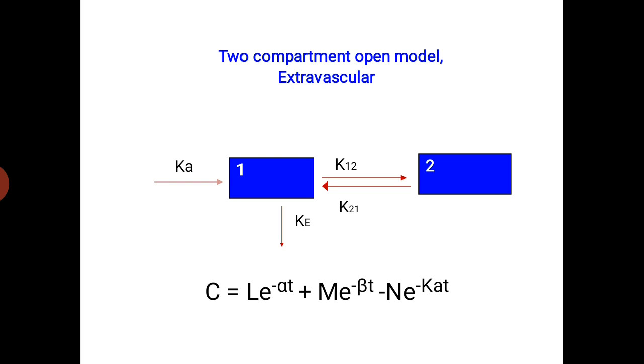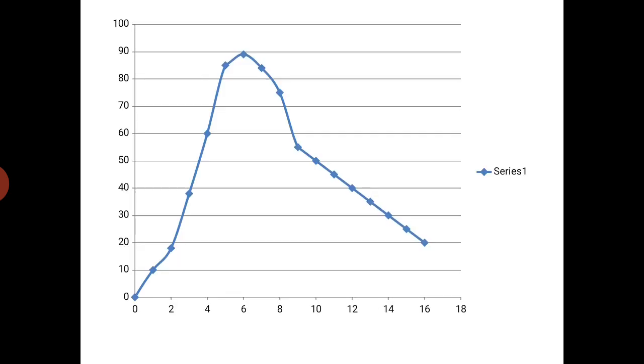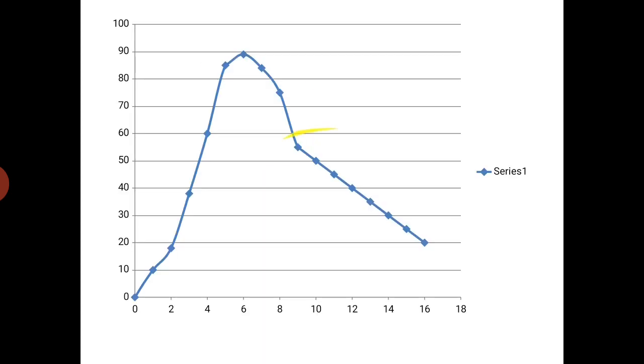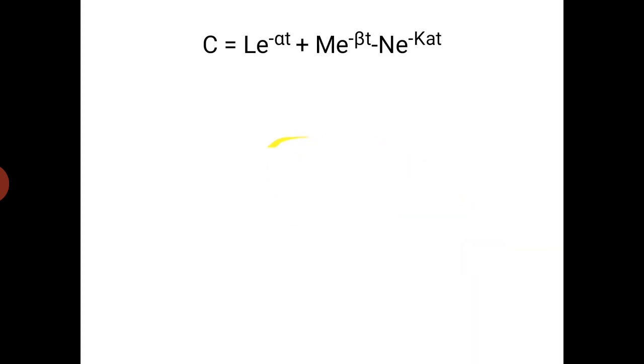Roshida, you can answer what L represents, Roni, what M represents, and Maria Lopez, what N represents. Okay, now this is the graphical representation of a two compartment extravascular administration. Look into this graph. Here we have an absorption phase, clearly absorption happens. Here we have a distribution phase, and here there is an elimination phase.